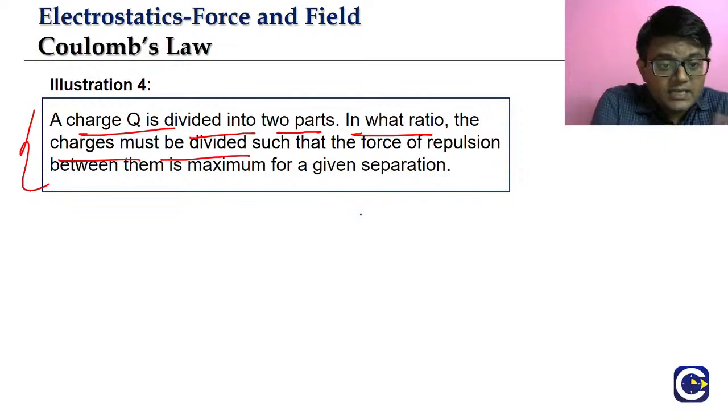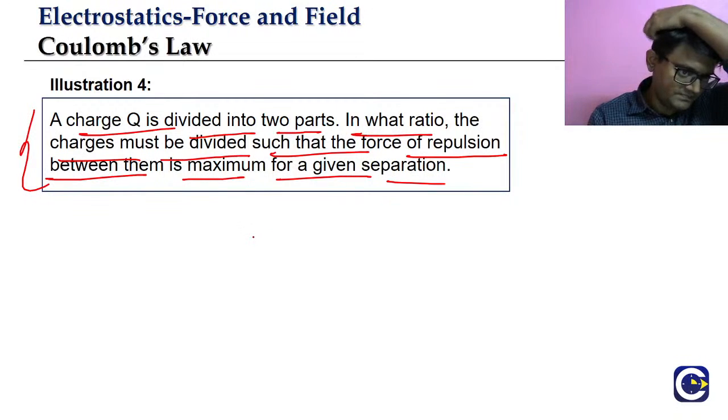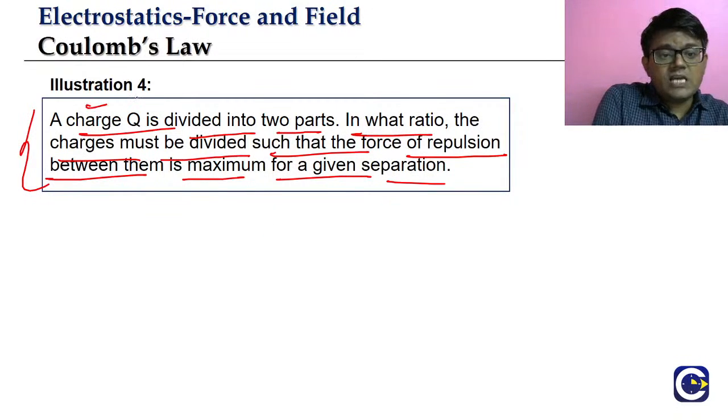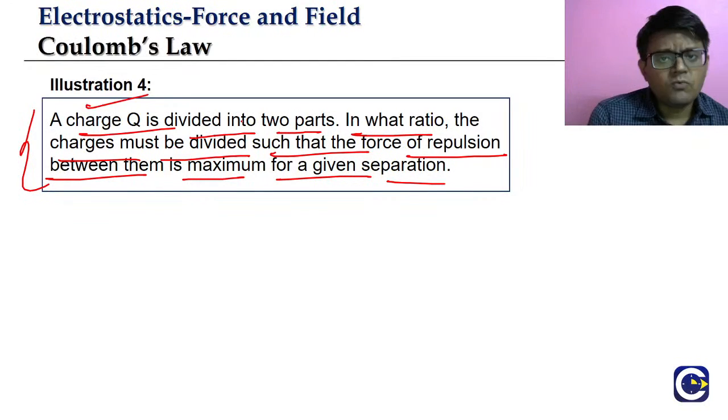In what ratio must the charges be divided, such that the force of repulsion between them is maximum for a given separation? Read the question again. A charge Q is divided into 2 parts. We can divide in whatever way, right?